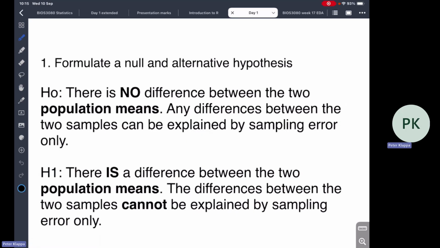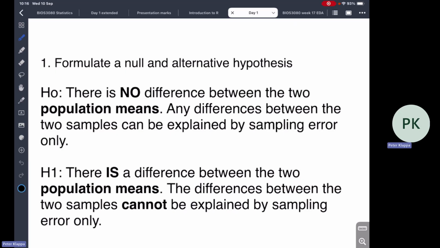We have to formulate a null and an alternative hypothesis. For the null hypothesis, we can say there is no difference between the two population means. Sorry if I have to harp on about that. We cannot compare the sample means because the sample means could be different due to sampling errors. Instead, what we do is we go a level up and say, what about the population means, which we are going to estimate from the sample means. But in our protocol, we say there is no difference between the two population means. And any difference that we observe between the two samples can simply be explained by sampling error.